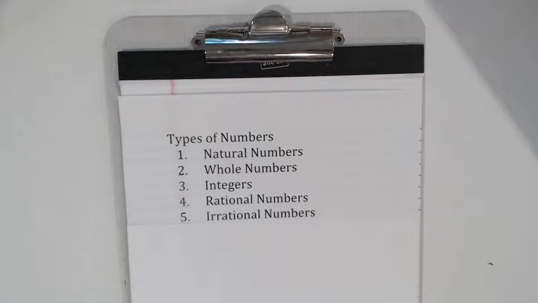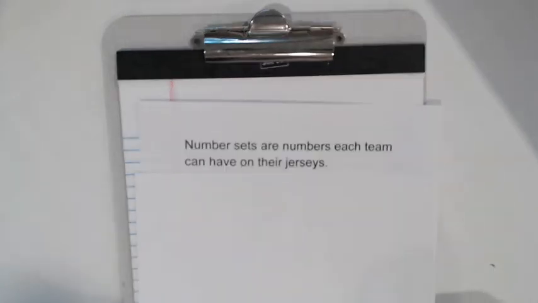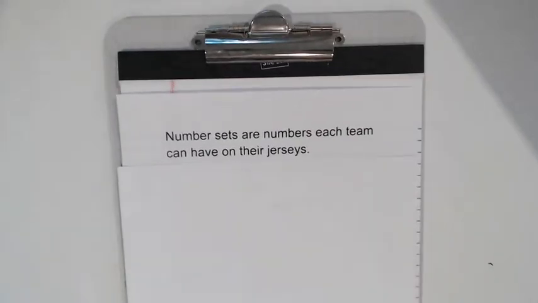Now, one way I tried to explain these different types of numbers, it's almost like each one of these types of numbers, or each set of these numbers, is a different team. Every time you have some type of sports team, not only do you have names on the jerseys, you've got numbers on the jerseys. So that's how I'm going to explain the different types of these numbers. Each number set is a different team, and only certain numbers can be on their jerseys.